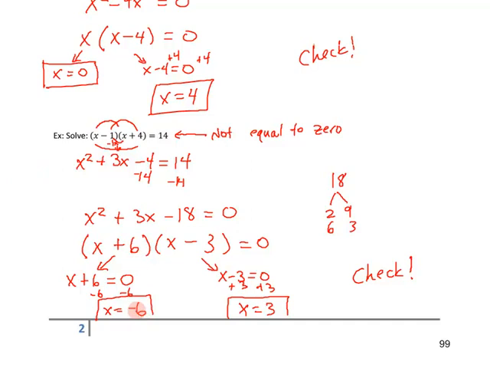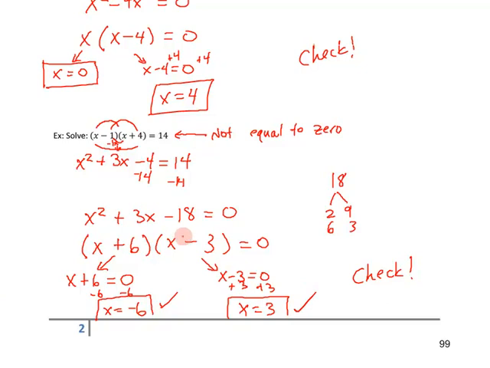In fact, I can do that, I think, pretty quickly in our head, right? Minus 6 minus 1 is a minus 7. Minus 6 plus 4 is a minus 2. Minus 7 times minus 2 is 14, so it works. Similarly, if I plugged in 3, 3 minus 1 is 2. 3 plus 4 is 7. 2 times 7 is 14, so it also checks.